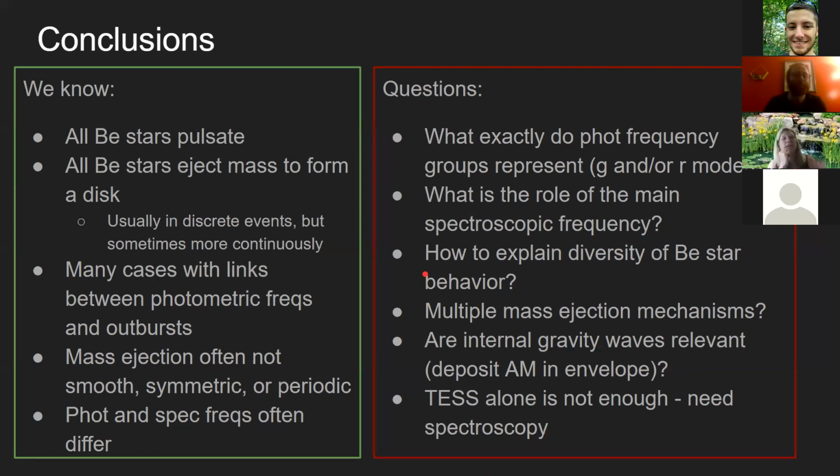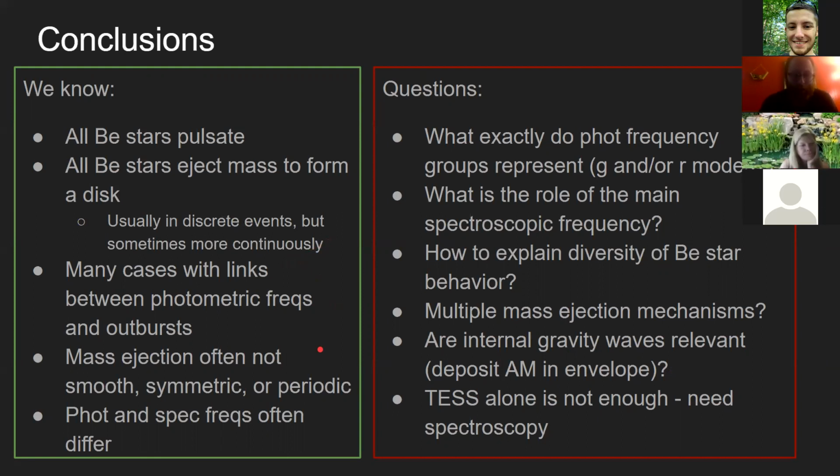Okay, so from this, I guess not just with TESS, but from the past couple decades of space photometry, we've learned that all Be stars pulsate, and that they necessarily eject mass to form a disk, otherwise the disk would simply dissipate. Usually these mass ejections are in events called outbursts or flickers, but sometimes they happen more continuously over years or decades, where mass loss seems to be kind of constant. There are cases with links between photometric frequencies and mass ejection, but there are also cases without those links, like the stochastic Be stars with disks.